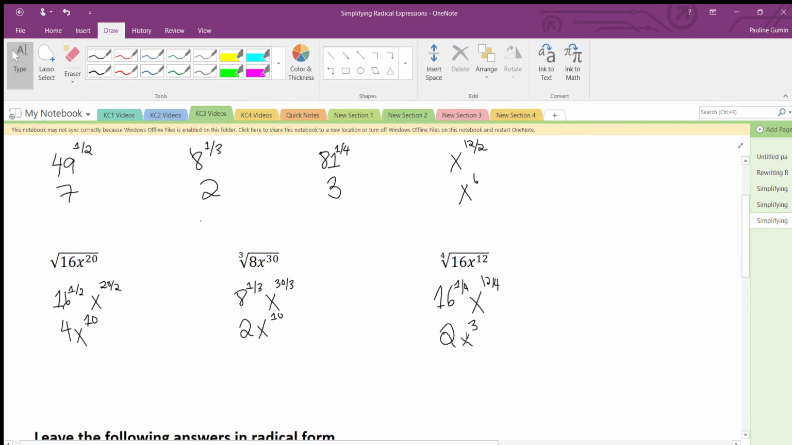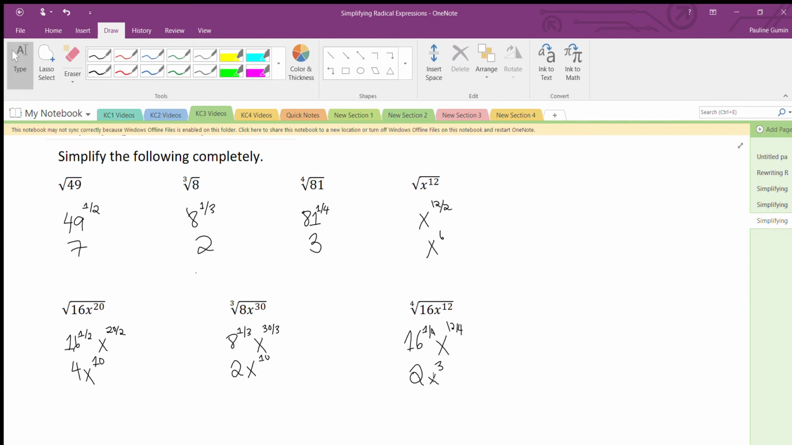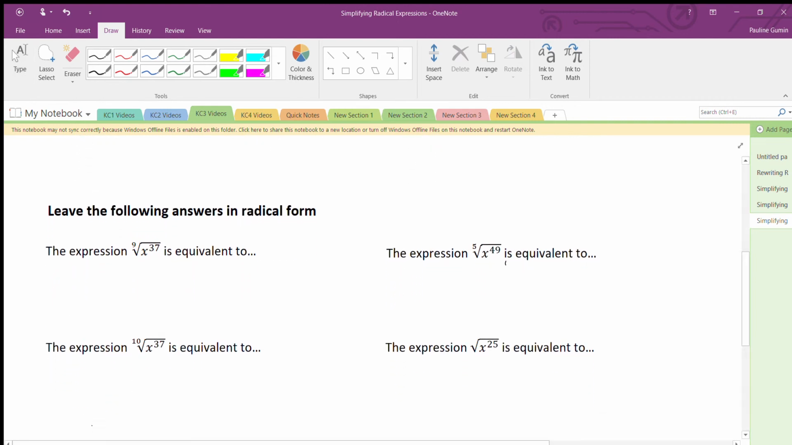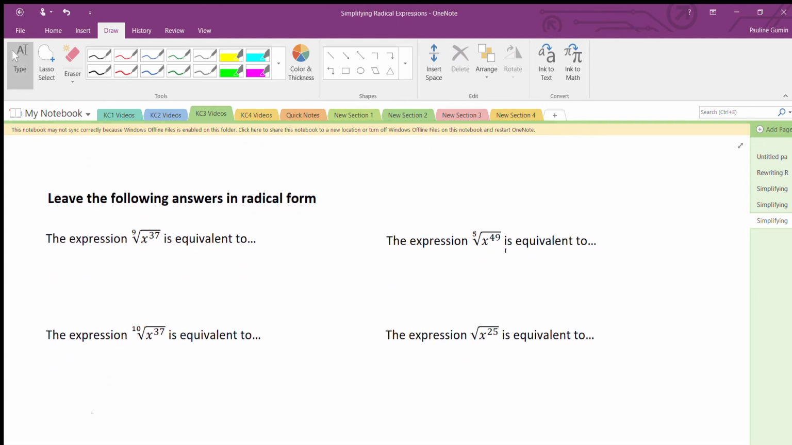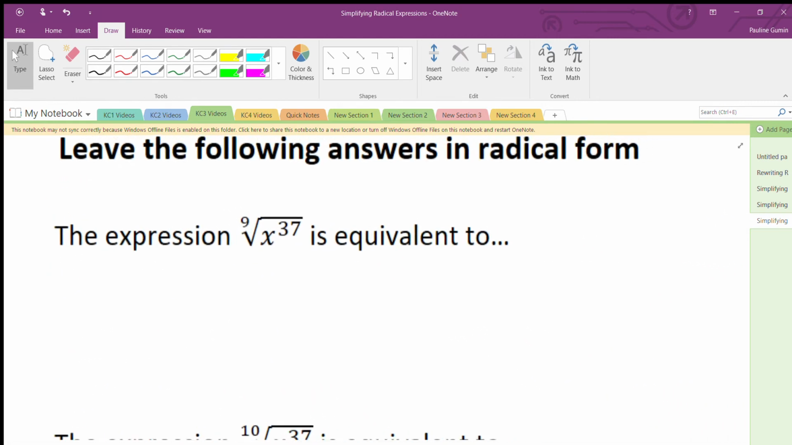Okay, so we had some perfect radicals here. Let's see what happens when they're not so perfect. First, we're going to leave them in radical form. Then we'll do rational form. Okay, so the 9th root of x to the 37th.